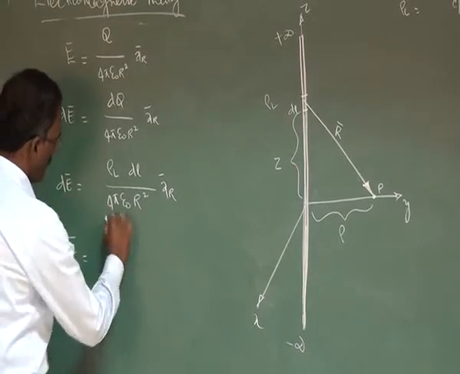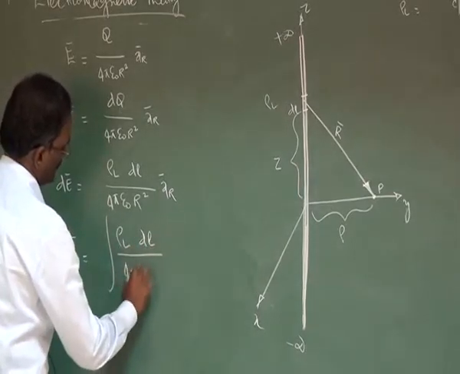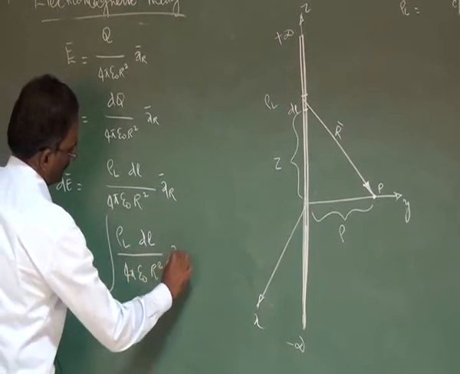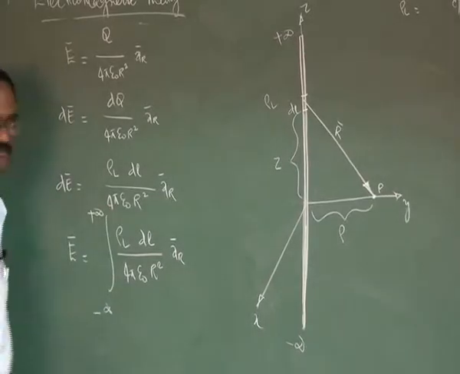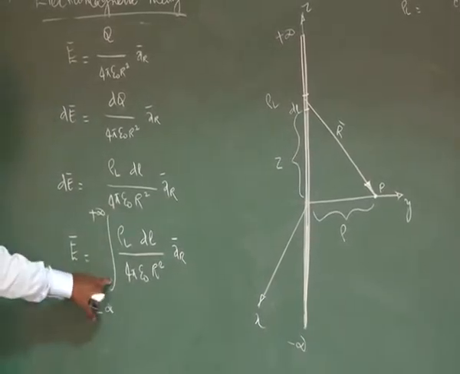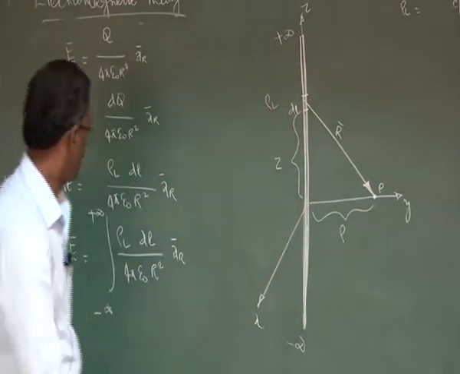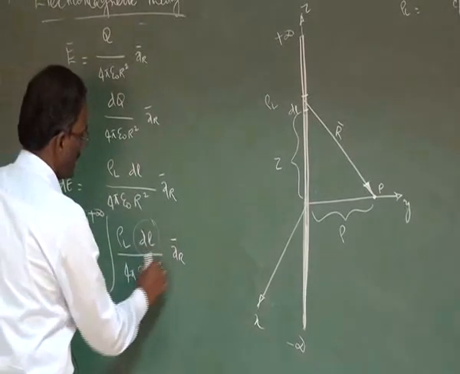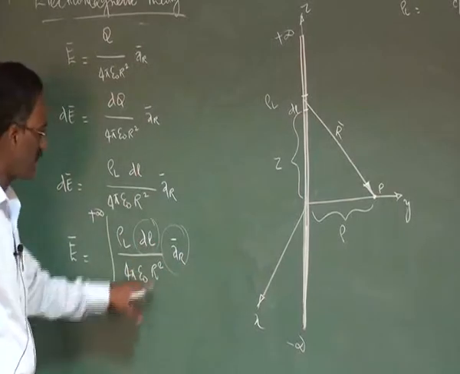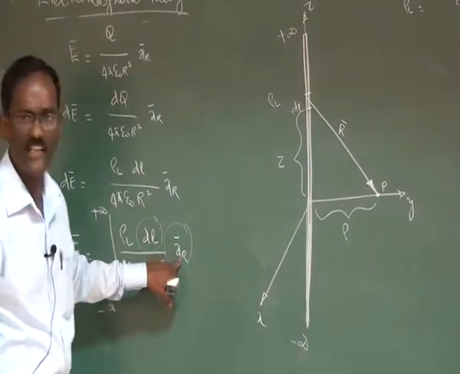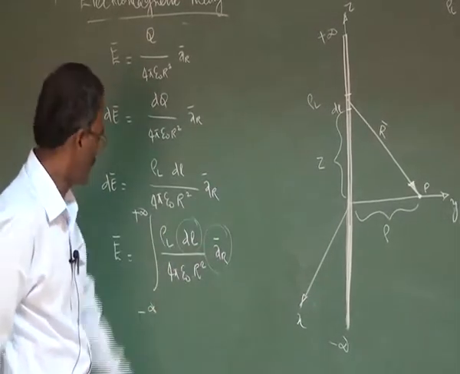To find E bar, I must integrate it between the limits minus infinity to plus infinity. So this expression has to be solved to find the value of E bar due to this long straight conductor at this point P, right? So I must find what is dl and what is a r, because rho L is constant, 4 pi constant, epsilon O constant, and r is also a variable. When you find the value for the unit vector, automatically you will get the value for r also, right?